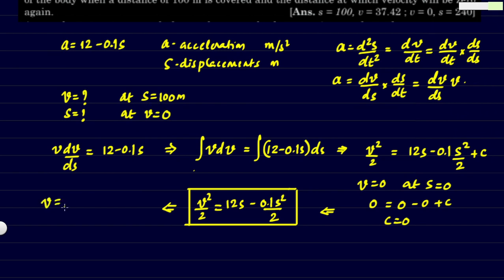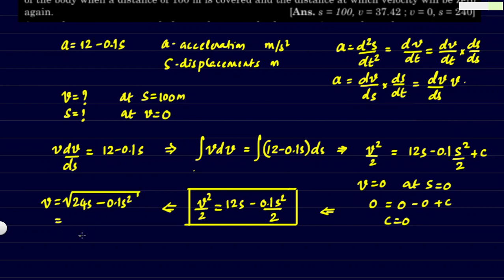So let's find the relation for velocity, and that's going to be v square equals 12s minus 0.1 s square by 2. The 2 from the denominator on the left goes to the numerator on the right, so it gets multiplied. Let's just multiply it directly. So we get 24s minus 0.1 s square, and of course, because there is a square on this side, we'll have to take the square root of this. That's the relation for velocity.